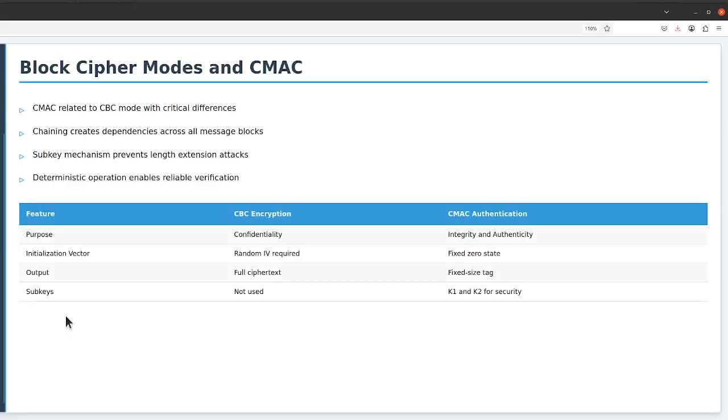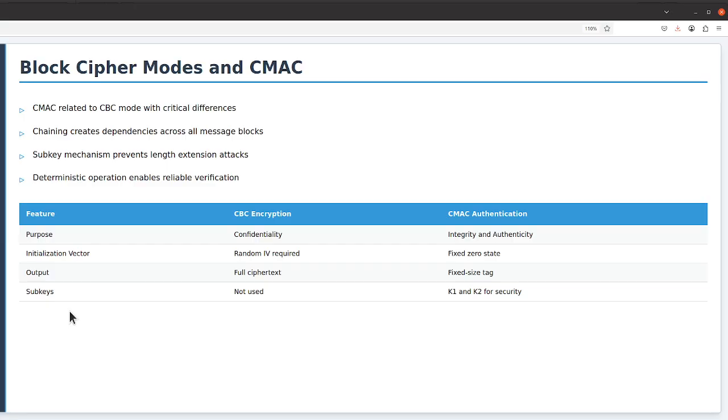Block cipher modes and CMAC. To truly understand CMAC, we need to see how it relates to other block cipher modes of operation. Block ciphers like AES are primitives that operate on fixed-size blocks. To process longer messages, we need a mode of operation. Common modes include ECB, CBC, CTR, and GCM. Each mode has different properties and use cases.